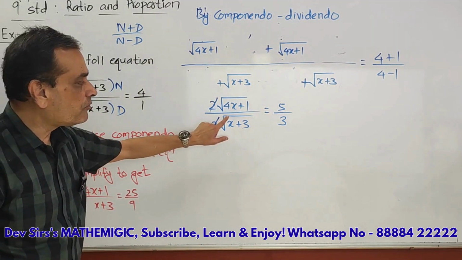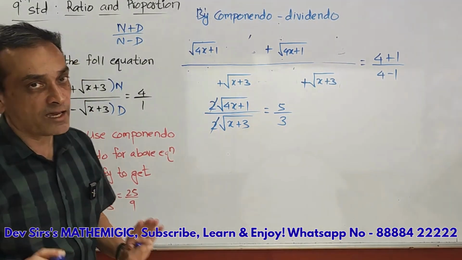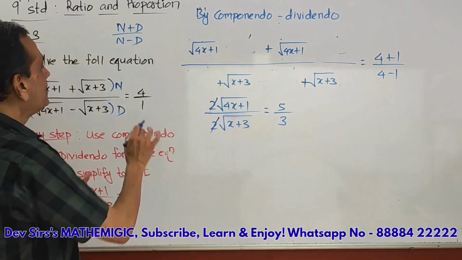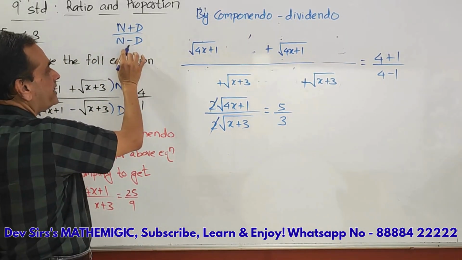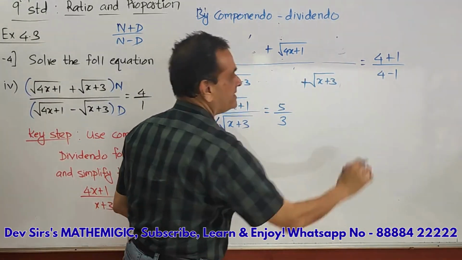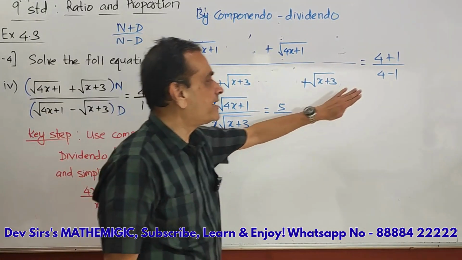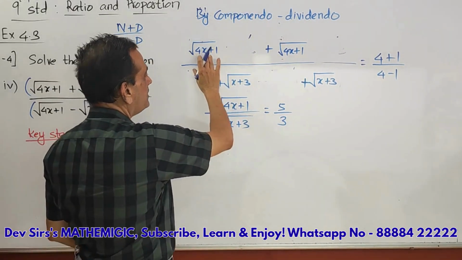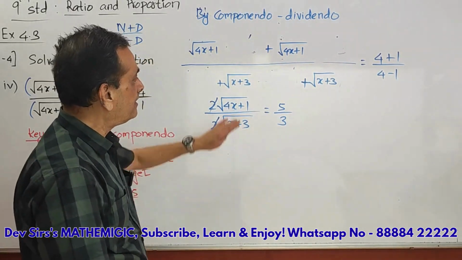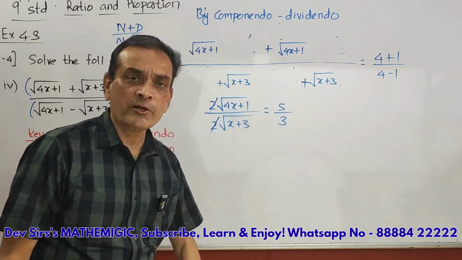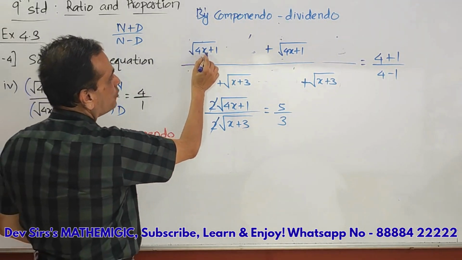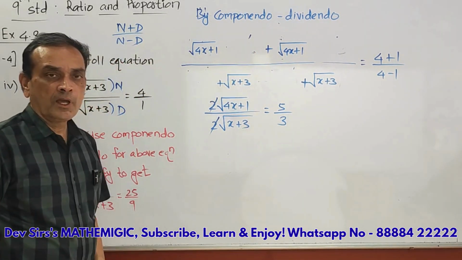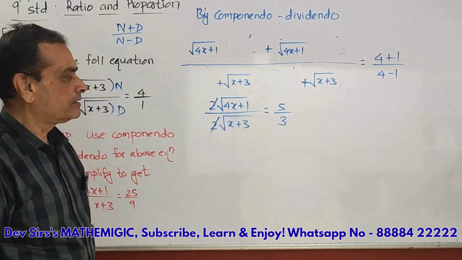Now what all did we do? Componendo dividendo, numerator plus denominator, numerator minus denominator on both sides. Don't forget this side also. Then after opening up the brackets, only these 2 terms remain in the numerator, other 2 terms remain in the denominator. When you add them, root plus root, 2 root, and finally 2 gets cancelled.